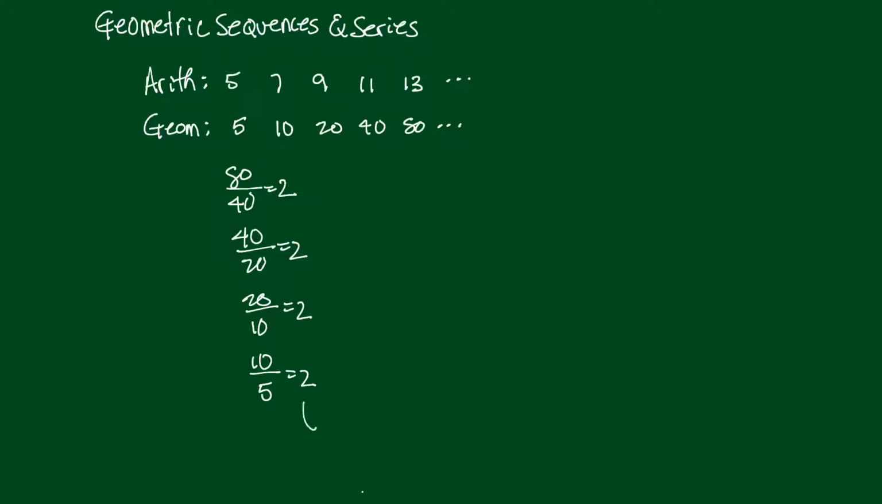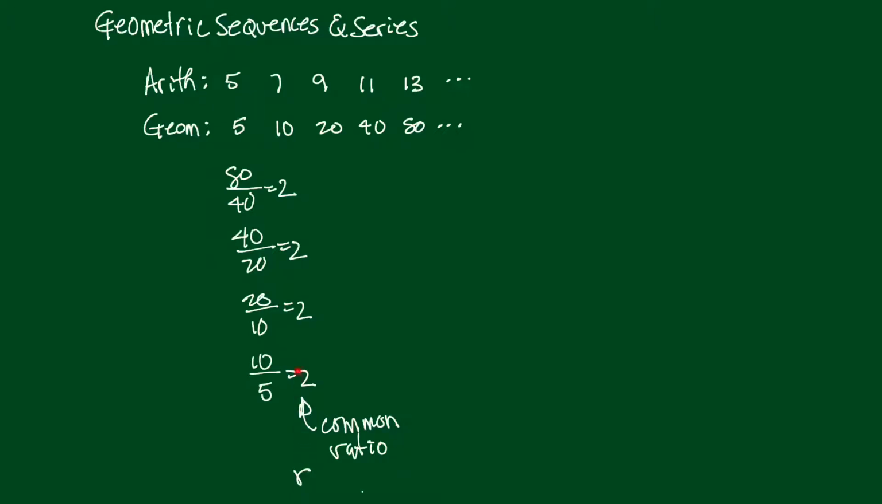There's a name for this 2. This is called the common ratio. You may remember when we were doing our work with arithmetic sequences, the difference between each term was called the common difference. But now since we're multiplying, when we go backwards like this, we get quotients, it's called the common ratio. And we're going to denote that with the letter R. We use R for ratio.